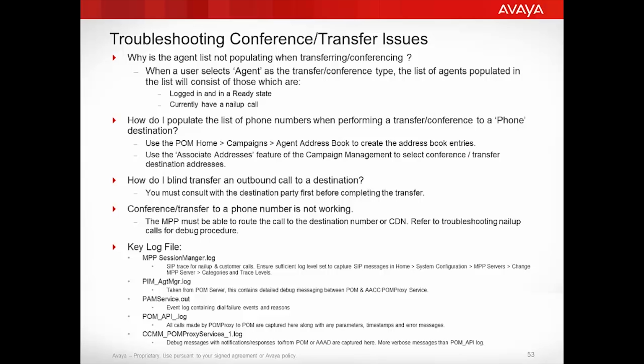If you're using the phone destination option, you can see the list of phone numbers are pre-populated in an address book for our agent. Use the POM Home, Campaigns, agent address book settings to create the agent address book entries. Use the Associate Addresses feature of the campaign management to select the conference and transfer destination addresses that should be populated for our agent.